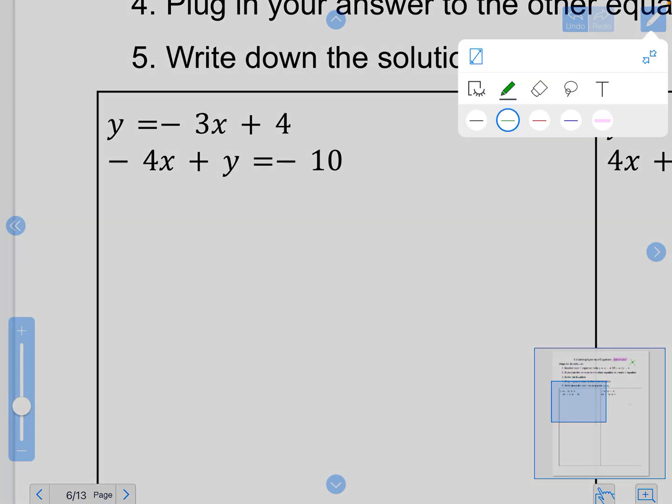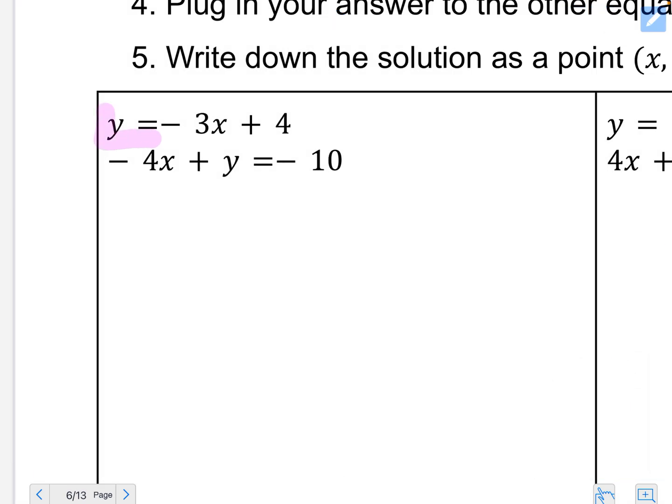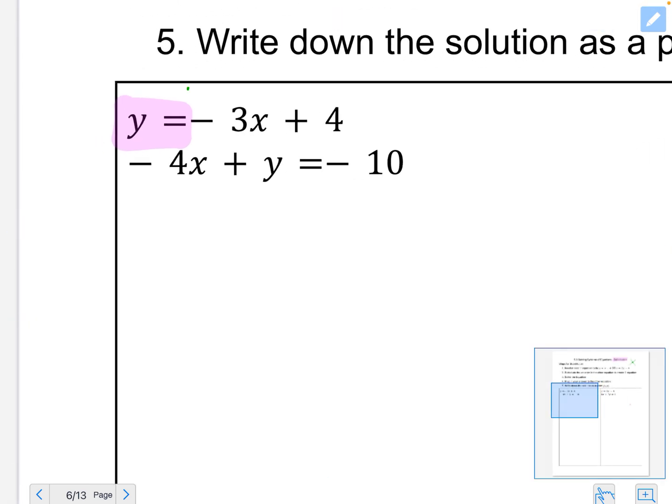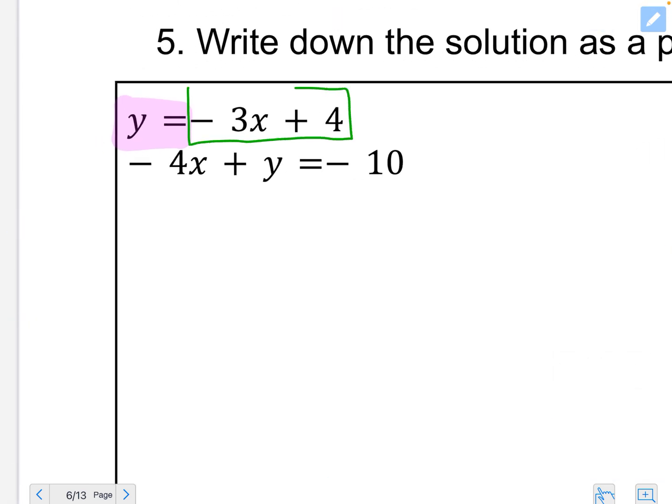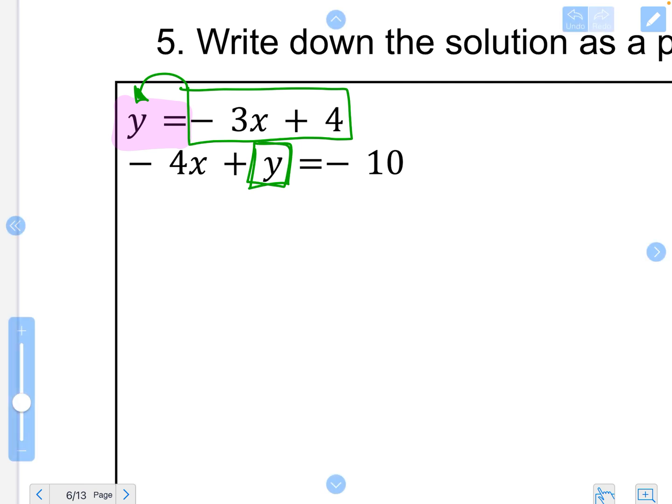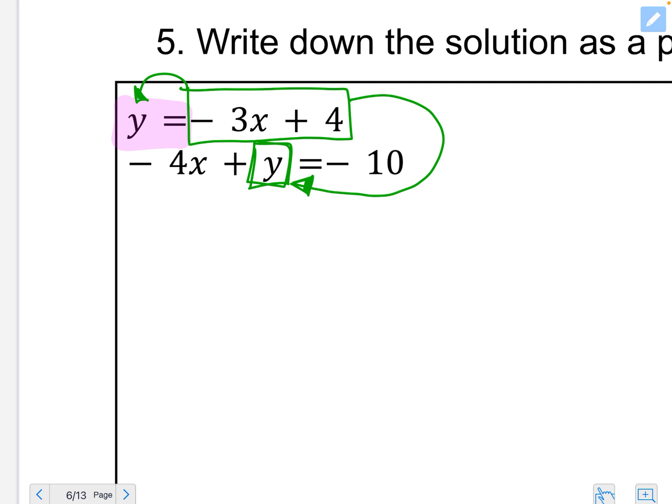So what I'm looking for when I'm looking for substitution is I need one of my two equations to be either y equals or x equals. Once I have it as y equals, I'm going to draw a box around everything that comes after the y equals. And because I know that negative 3x minus 4 equals y, I'm going to go to my next equation and draw a box around that y. And I'm going to substitute or replace that y with what y equals.